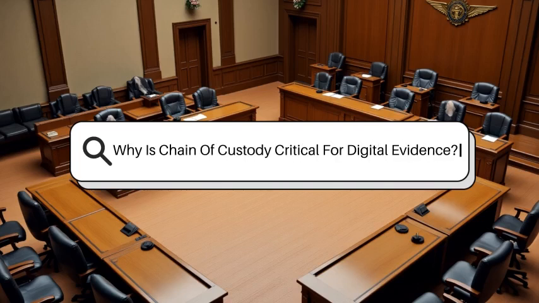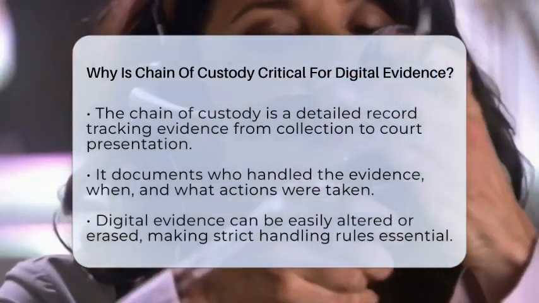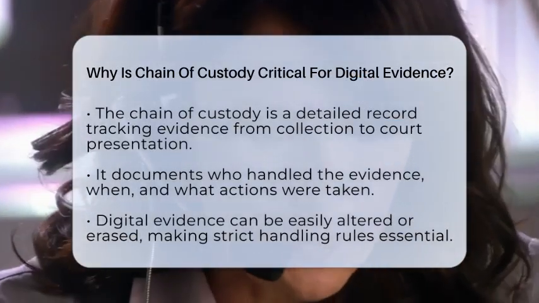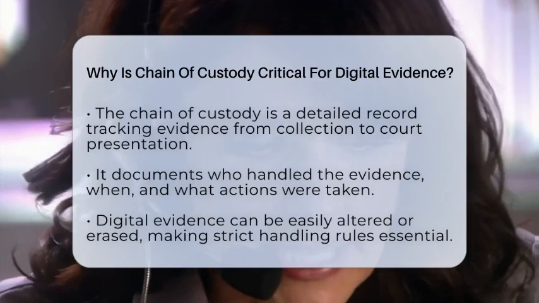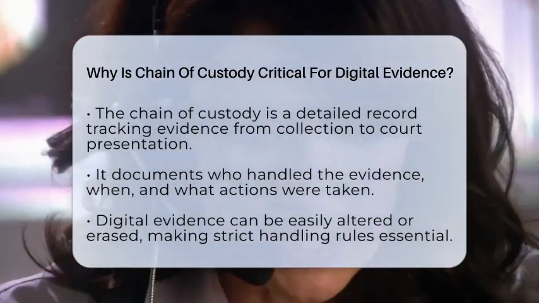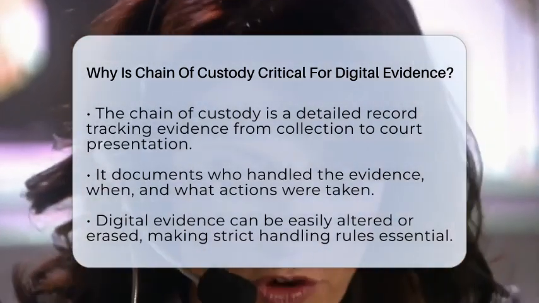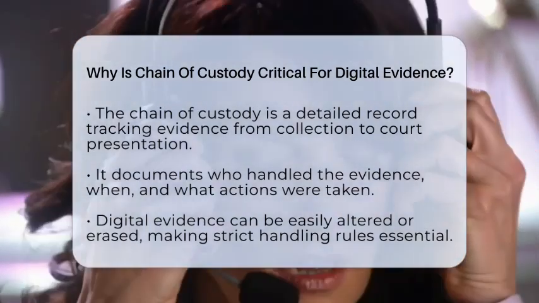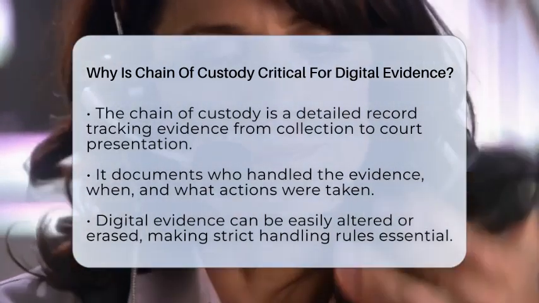Why is chain of custody critical for digital evidence? Imagine trying to prove something in court that could be easily changed or erased. Digital evidence can be like that if not handled properly. Think of the chain of custody as a detailed storybook that tracks every step of the evidence from the moment it is found until it is used in court. This storybook records who handled the evidence, when they handled it, and what they did with it. It's like security camera footage but in written form.